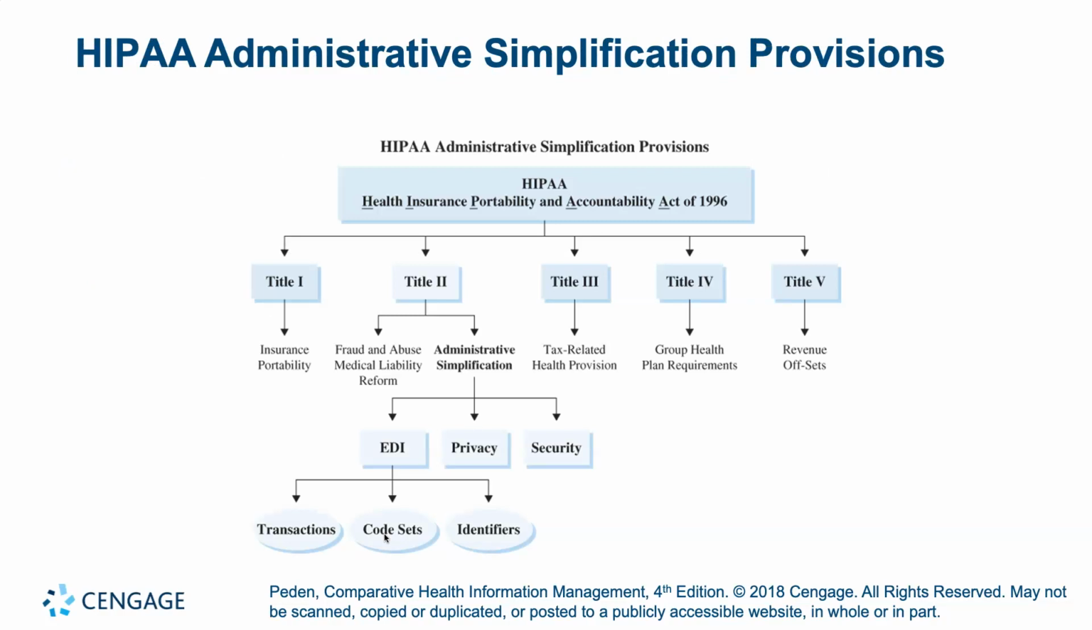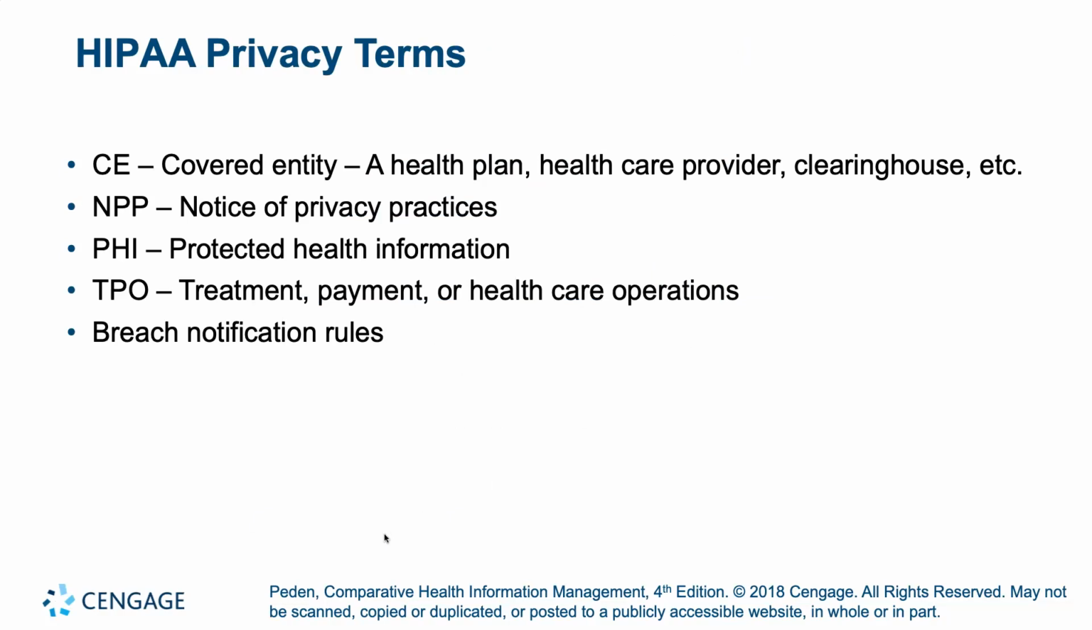And this just is a great visual to see how they broke HIPAA down into the different titles and what's underneath of it. And what you really need to know is that HIPAA includes transactions, code sets, identifiers, privacy, and security. Some HIPAA privacy terms that you need to know. TPO is probably the one used the most often. Treatment, payment, or healthcare operations. You might also hear of PHI, protected health information, and then covered entities.